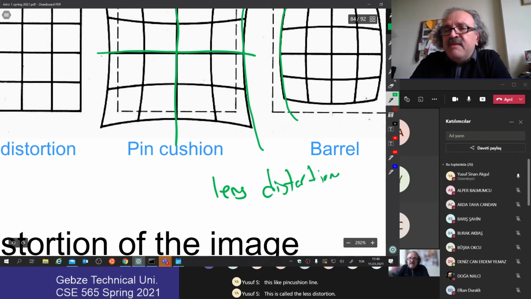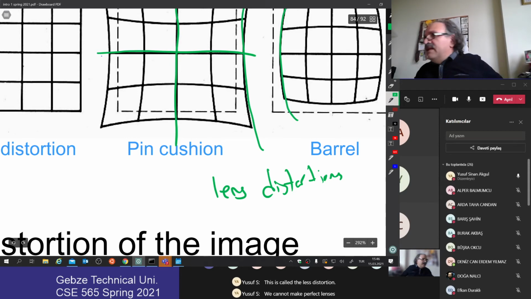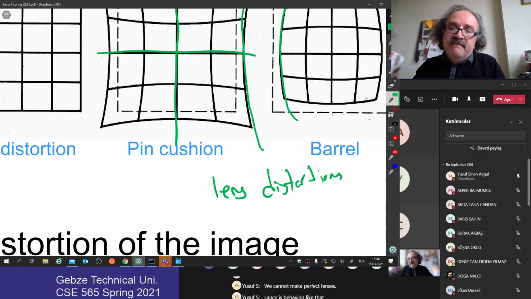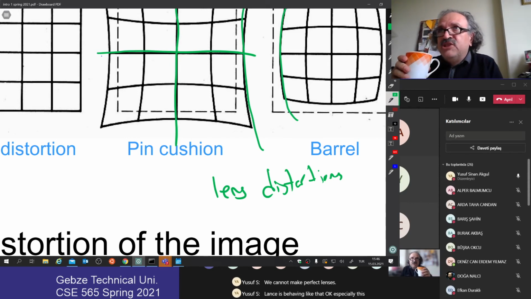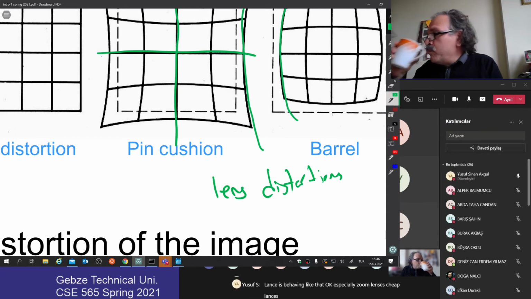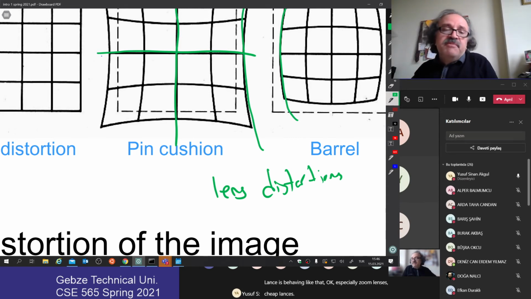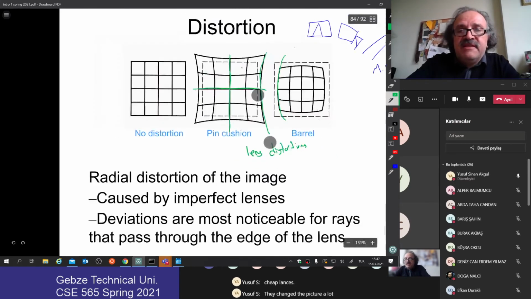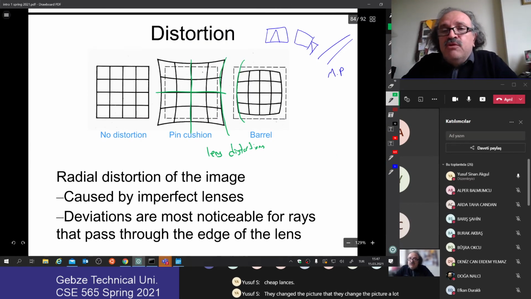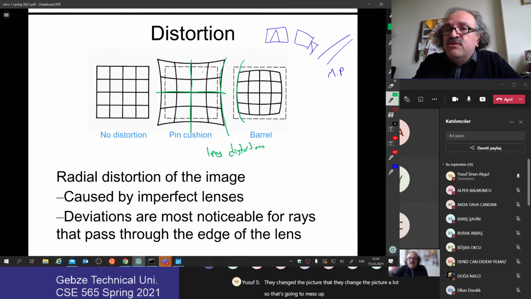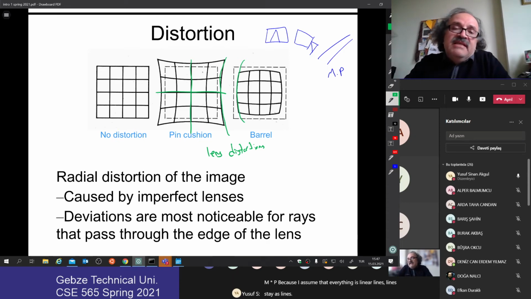We cannot make perfect lenses. Lenses behave like that, especially the zoom lenses and cheap lenses. They change the picture a lot. And that's going to mess up all of my calculations of m times p, because I assume that everything is linear. Lines stay as lines, and circles stay as circles, etc.